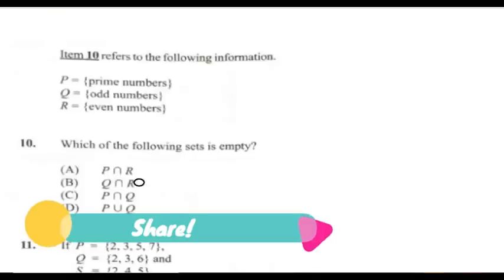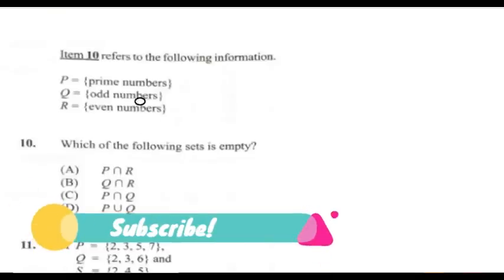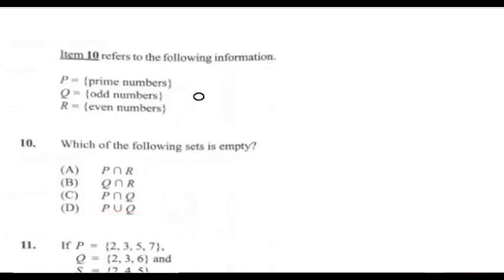B says Q intersect R, so it's odd numbers intersect even numbers. That set looks empty, as at no point can Q and R overlap. There's no odd number which is an even number.